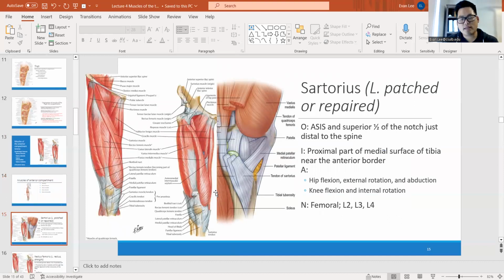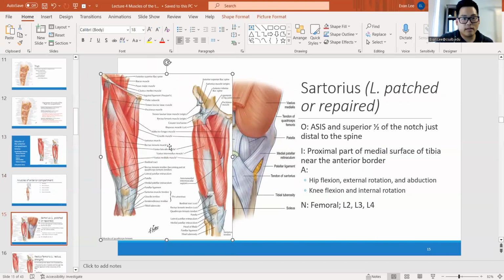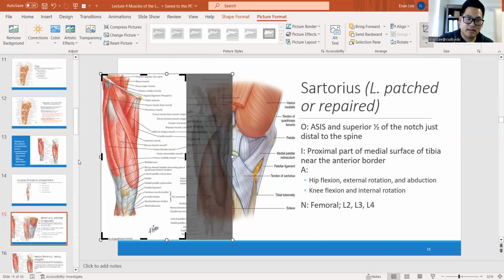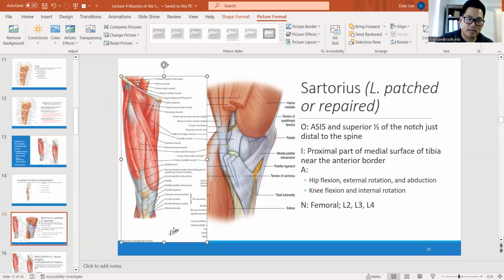Now, to get started, let's take a look at the sartorius. The sartorius, which is this long muscle going across the thigh. So the long muscle going across the thigh, this is the sartorius. So the sartorius is basically like this long sash that goes across the thigh from the anterior superior iliac spine, so up at the hip joint, and then down the front of the thigh and across from lateral to medial to go to the medial side of the tibia.